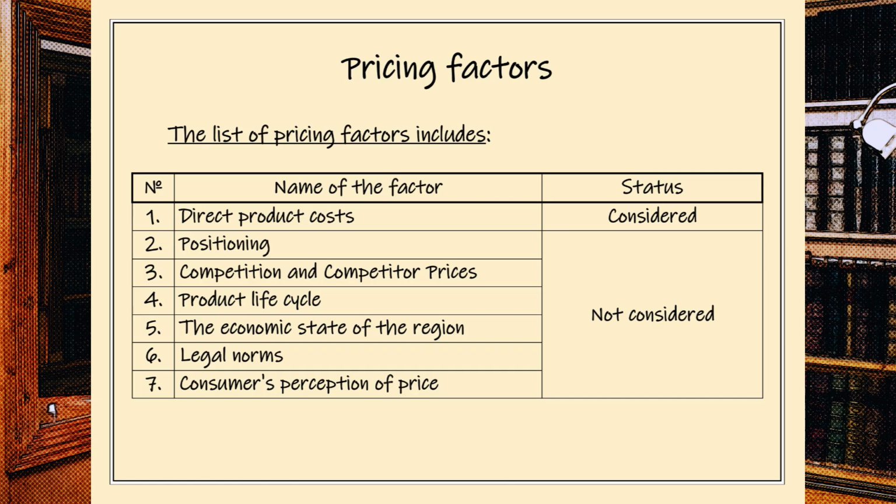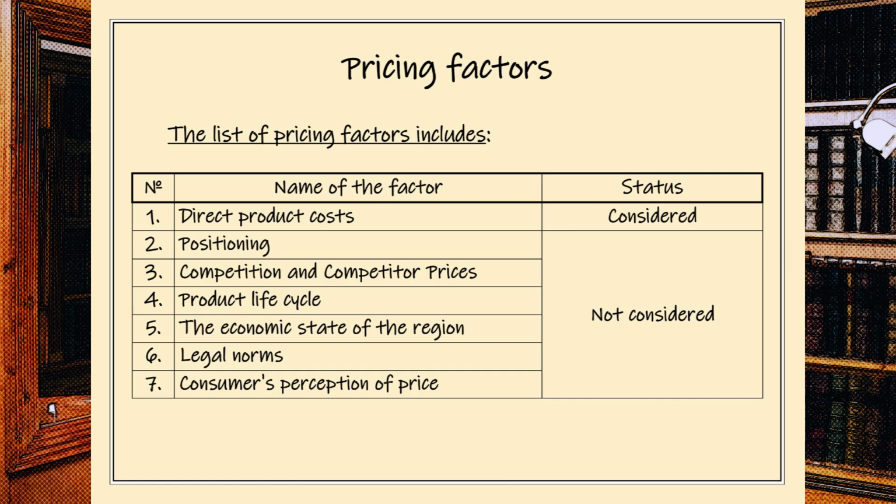The economic state of the region: for example, during periods of financial crisis, consumers are price-sensitive and prefer economy segment and mass market goods. The next, legal norms, for example, the existence of a legally limited price threshold for a number of socially significant products, etc. And the third, consumer perception of the price. Excessively low cost may cause doubt, and excessively high may scare away the consumer. The status of consideration or non-consideration of these common factors is indicated in the column status within the framework of the case as part of our release today.